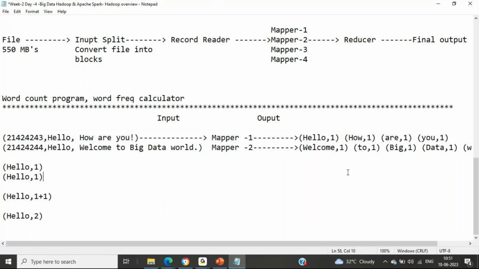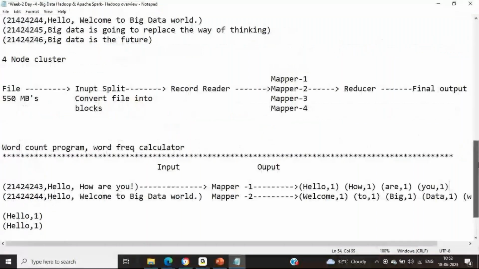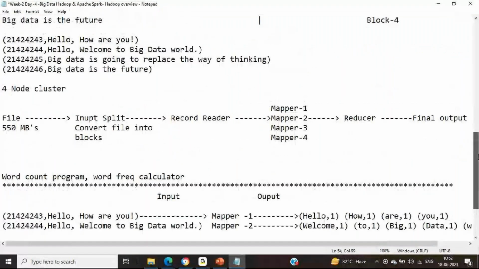So this is nothing but intermediate output from the mapper, where hello is one. And if we are having two hellos, it doesn't mean it will list hello two over here. No, it will list hello one and then hello one. That will be another word. So up to so far that is perfectly fine. Our mapper has done its job.